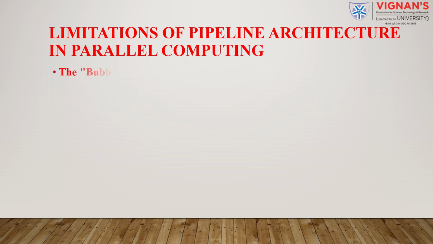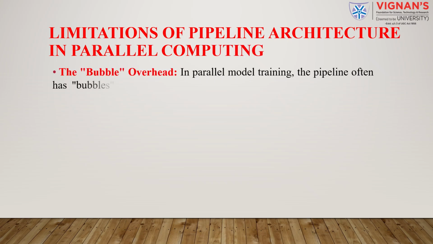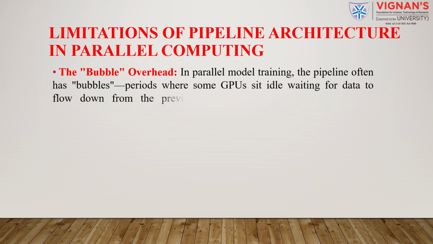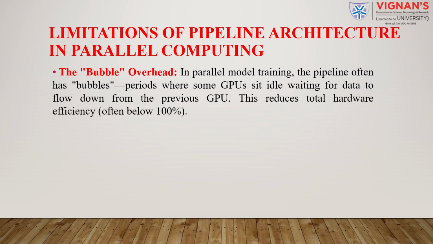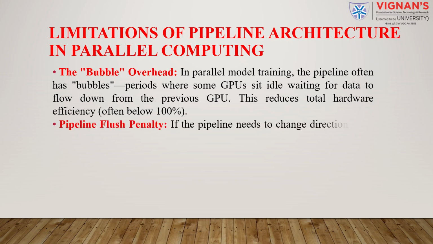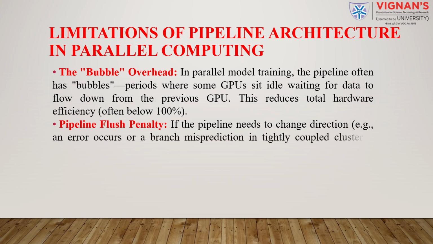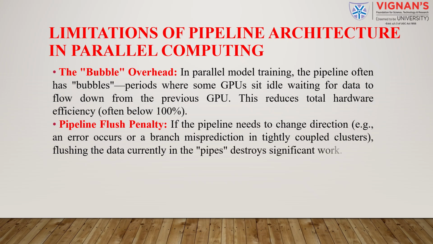The first is the bubble overhead. In parallel model training, the pipeline often has periods where some GPUs or stages sit idle waiting for data to flow down from the previous one. We call these gaps bubbles, and they reduce total hardware efficiency, often keeping it below 100%. Next is the pipeline flush penalty. If the system needs to change direction, say, an error occurs or a branch misprediction happens, we have to flush or delete all the data currently in the pipes. This destroys significant amounts of partially completed work.